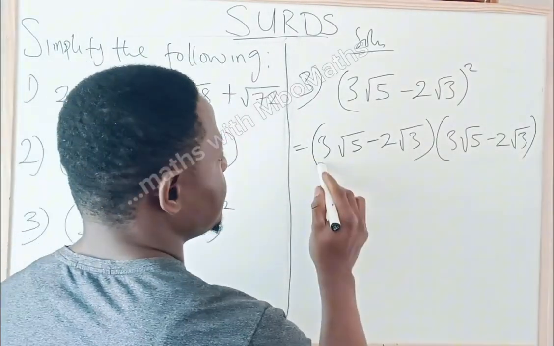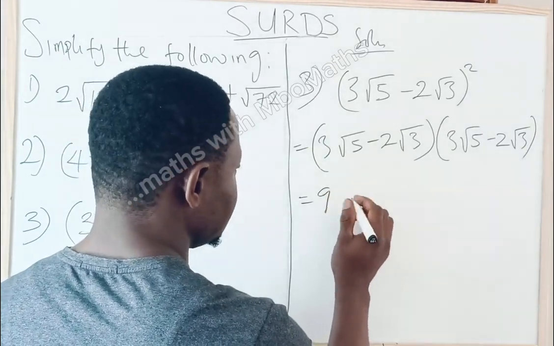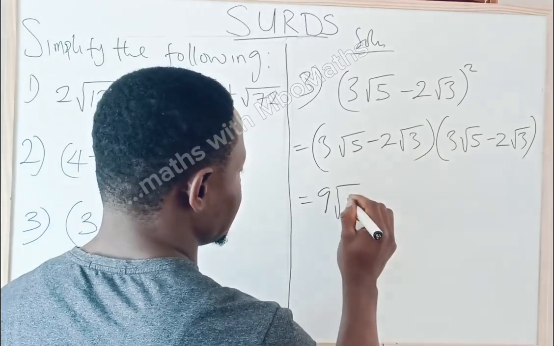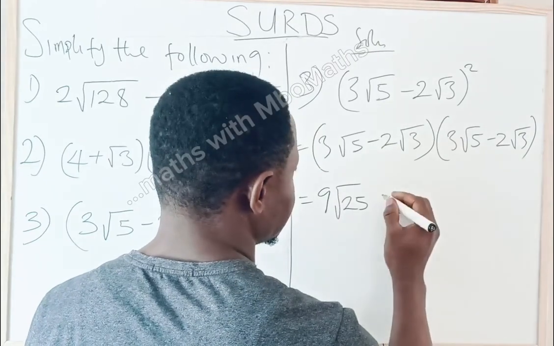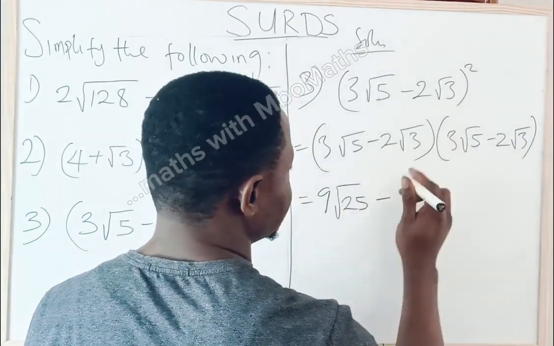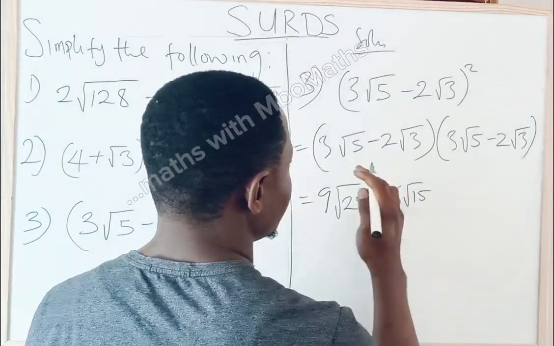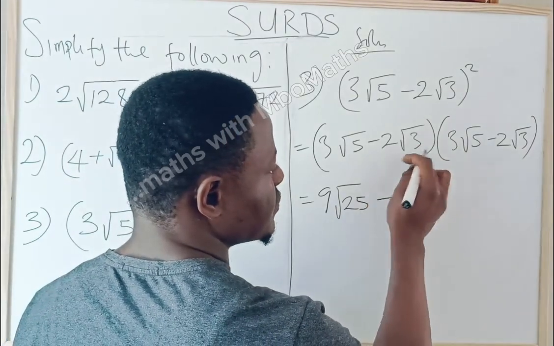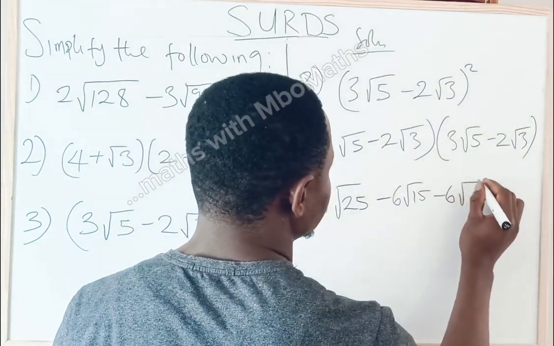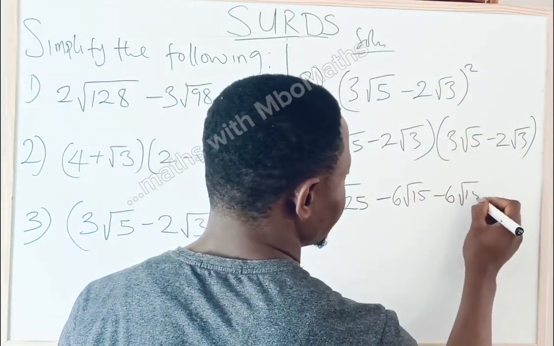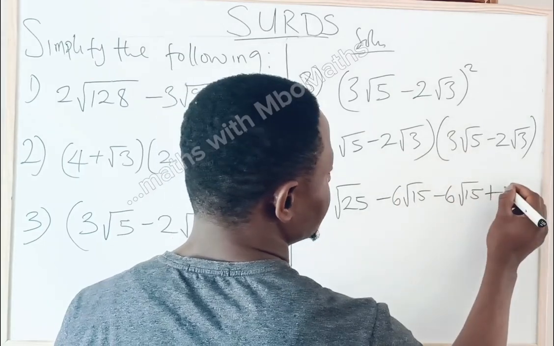We're going to have 3 root 5 times 3 root 5. This will give us 9, and root 5 times root 5 is 25. Then this times this: minus 3 times 2 is 6, root 5 times root 3 is root 15. Then come here: minus 2 root 3 times 3 root 5, we have minus 6, and root 3 times root 5 is root 15 too. Then this and this: plus 2 times 2 is 4.